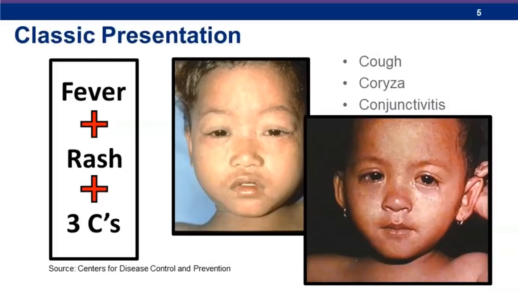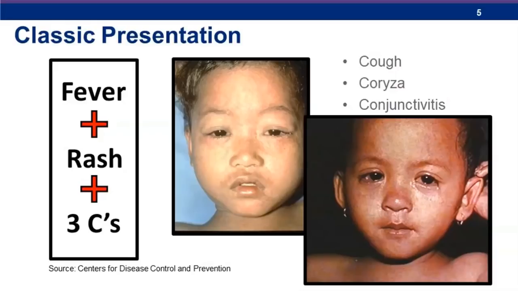Usually, measles starts with a couple of days of flu-like symptoms. The fever might be a little bit lower then. And then after a couple of days of the cough, the runny nose, the conjunctivitis, and a rising fever, they'll break out into the rash.